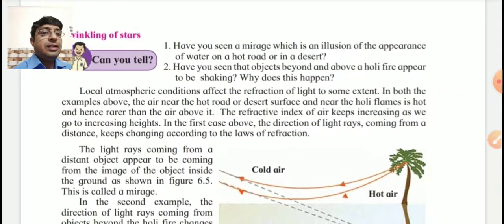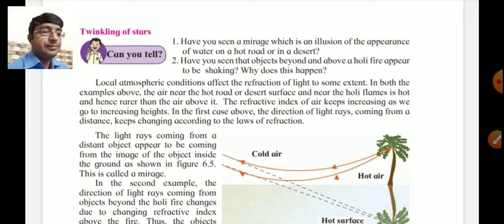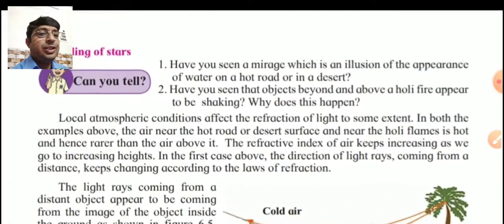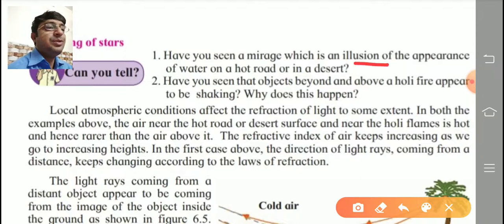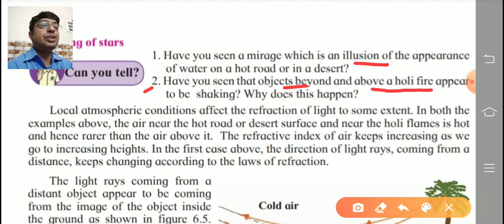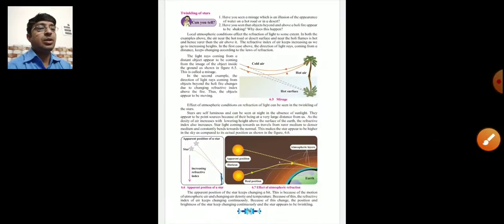Now about the twinkling of stars. Two questions are given for us. Can you tell? Have you seen a mirage, which is an illusion of the appearance of water on a hot road or in a desert? And second question: have you seen that an object beyond and above a hot fire appears to be shaking? Why does this happen? So we revise these two answers on one paper.